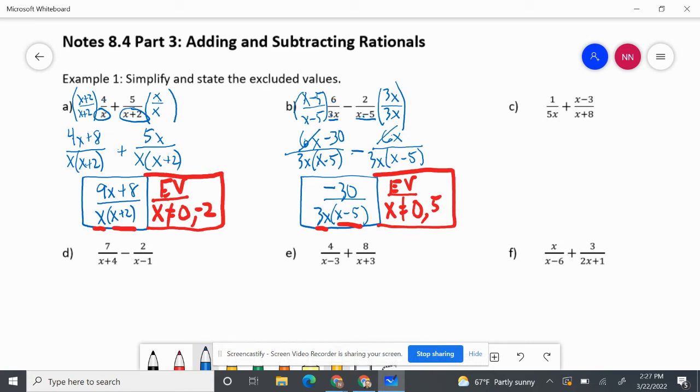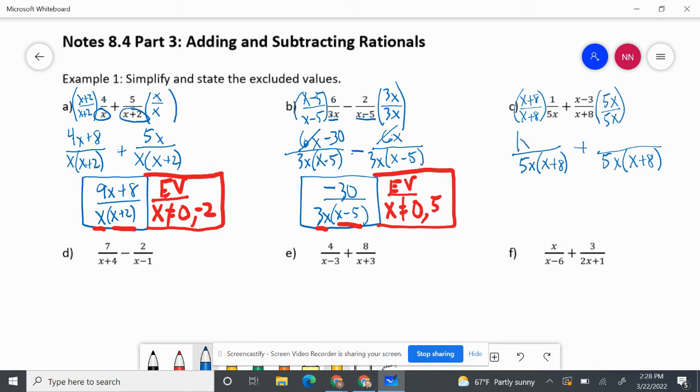For the next one, we have a 5x and an x plus 8. So that means our common denominator would be 5x times x plus 8. We have a 5x, and then we have an x plus 8. So the first one, we're multiplying by x plus 8. And for the second one, we're multiplying it by 5x.